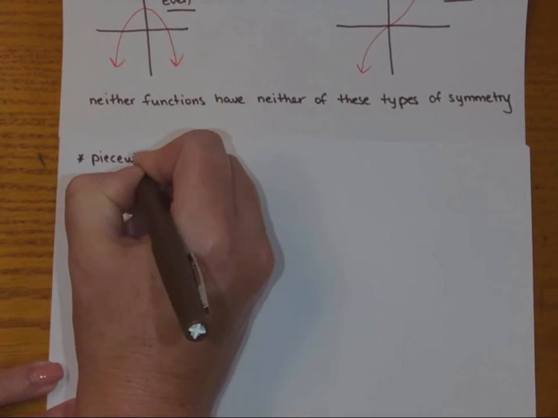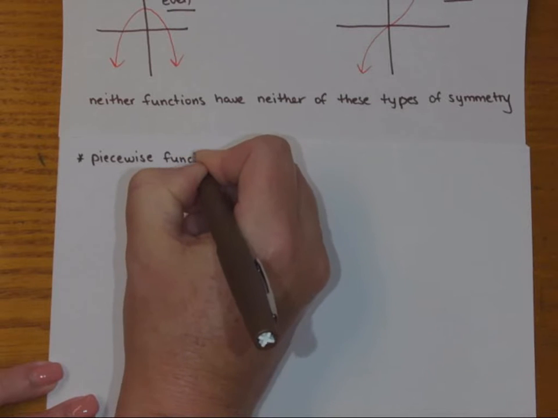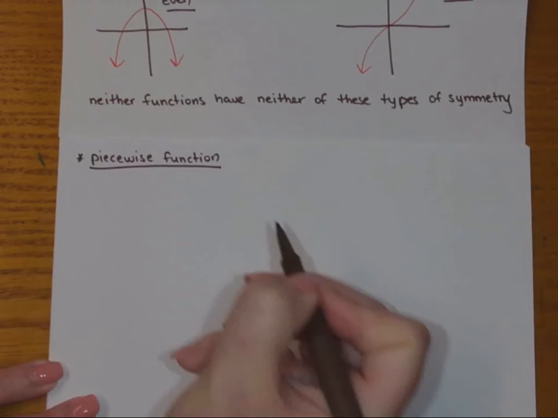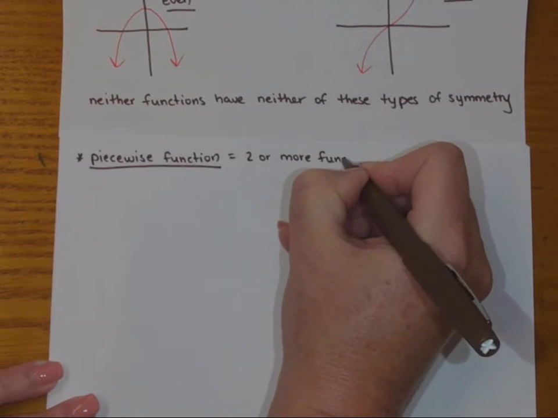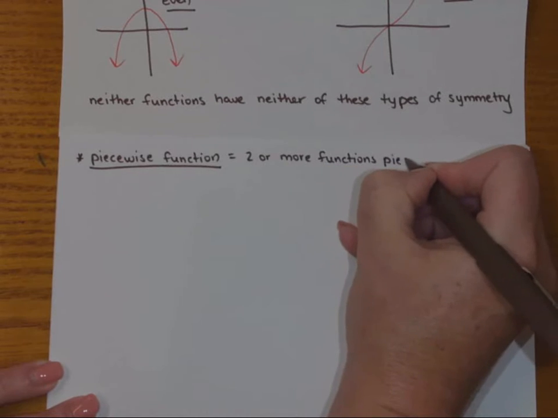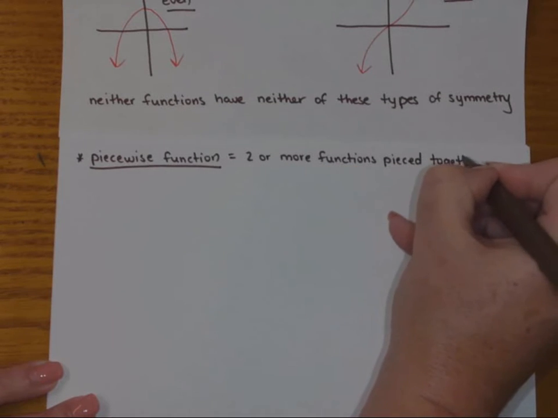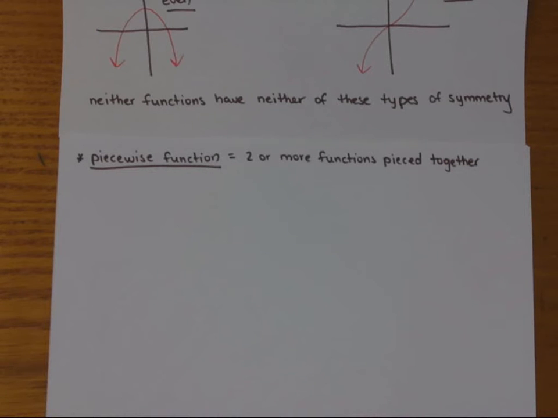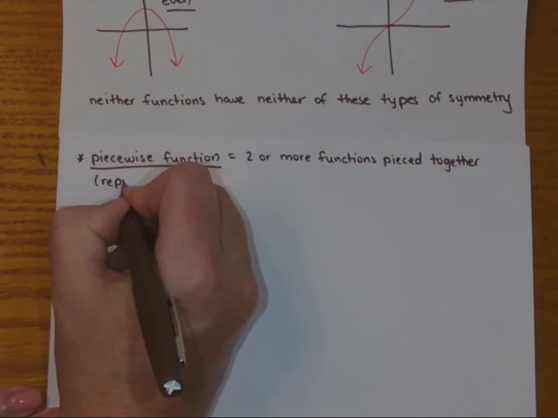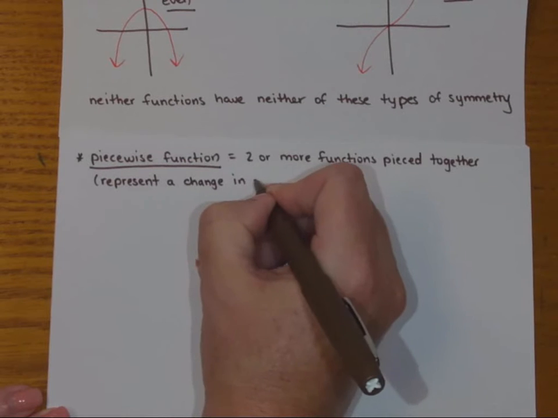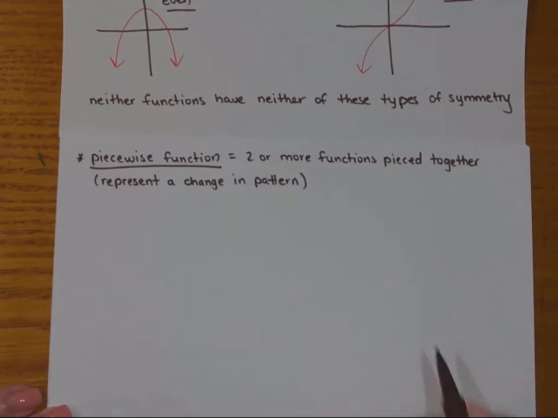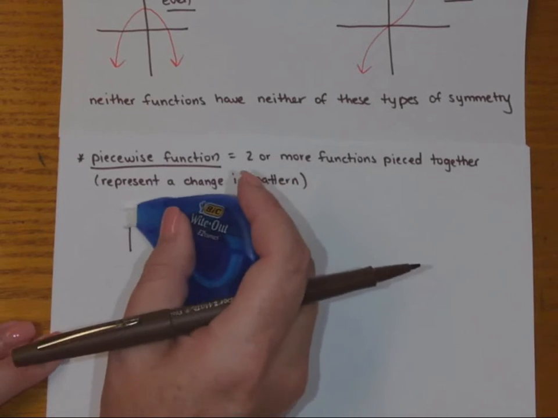Okay, so next let's look at a special group of functions called a piecewise function. Okay, piecewise functions are just like they sound. They are functions that are pieced together. But piecewise functions naturally occur in everyday numbers all the time. Okay, all they do is represent a change in pattern. Okay, actually let's look at what the equation looks like first and then we'll graph it.